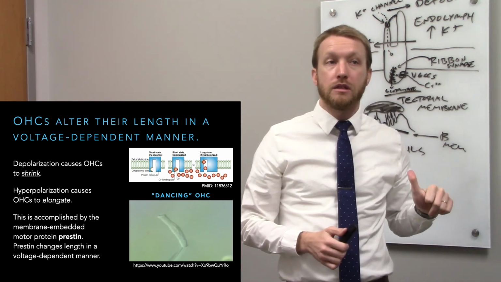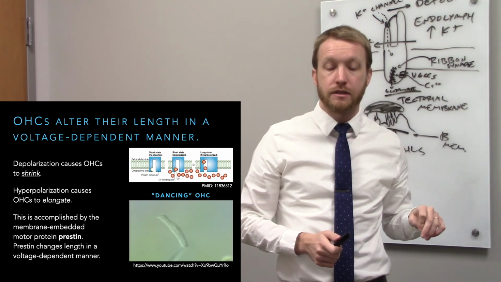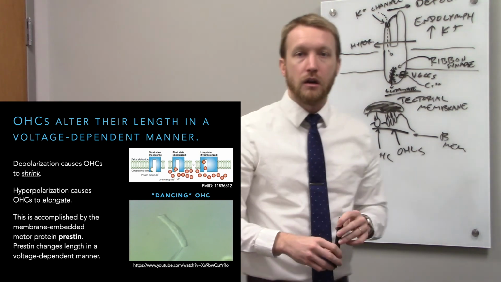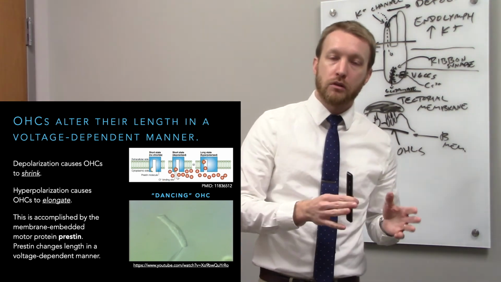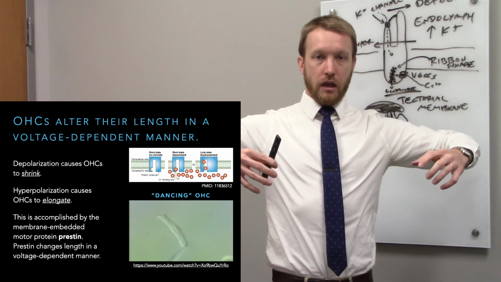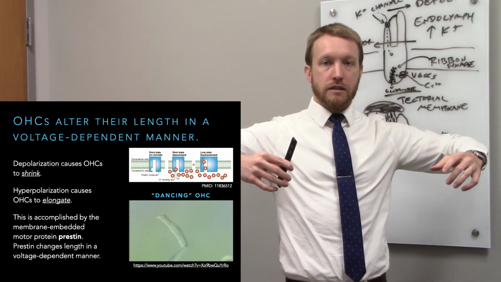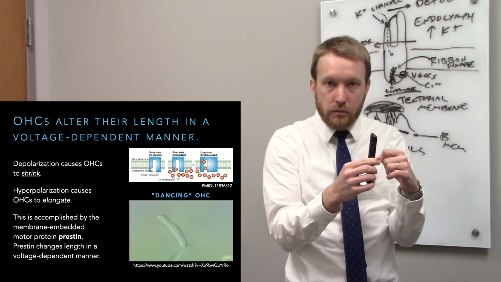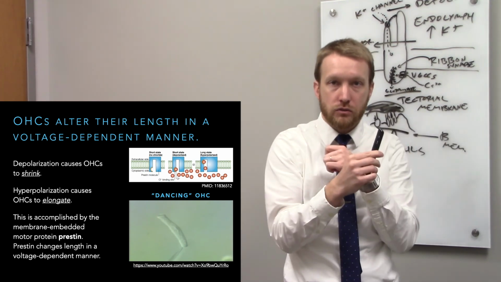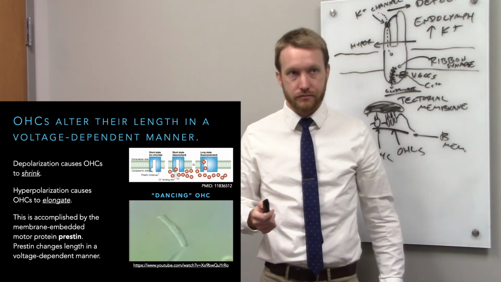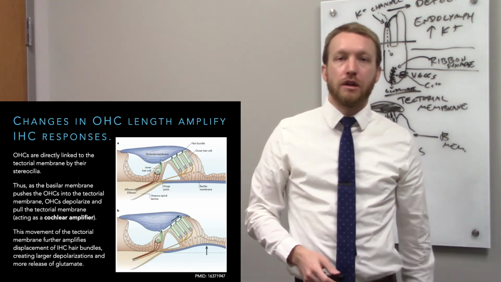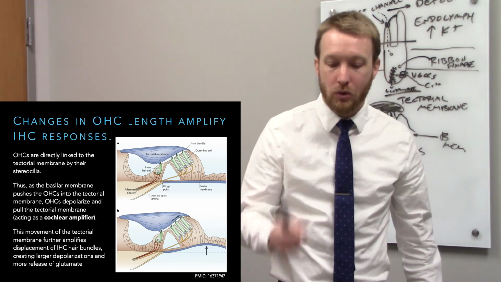This is accomplished by a protein called prestin. Prestin is embedded in the membrane of our outer hair cells. When the cells are hyperpolarized, the negative charge fills up prestin and causes it to elongate. When the cells are depolarized, that negative charge leaves and prestin shortens. And so that's what causes hyperpolarization to lengthen and depolarization to shorten the outer hair cells. And all that's going to do is amplify that vibration right there, so we can hear quiet sounds.